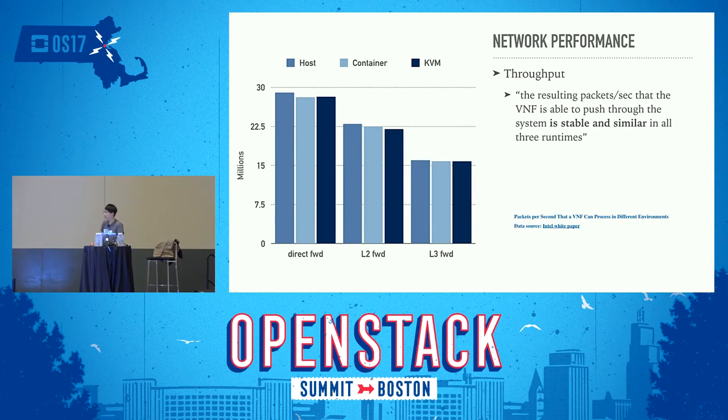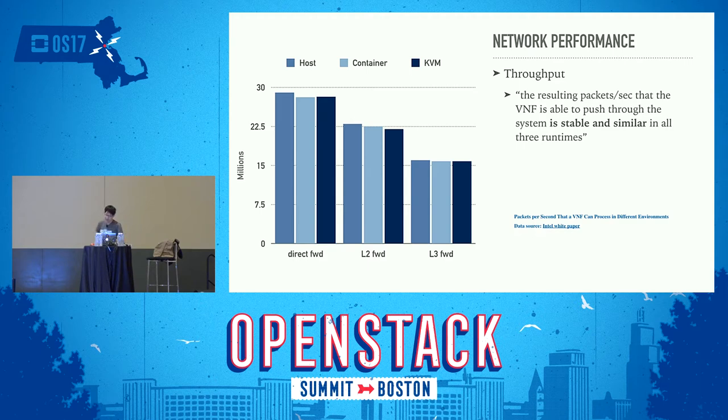So the second part is the network performance. I think people may understand that the virtual machine may have poorer performance compared to the container. But today, I'd like to talk about the network performance because for VNFs, network functions, the network performance plays a much more important role. For example, for throughput, according to the same paper from Intel, it's very interesting because the resulting packets per second that a VNF is able to push through the system is stable and similar in all three runtimes. I mean on the host machine, in a container, or in a virtual machine. There's no big difference.